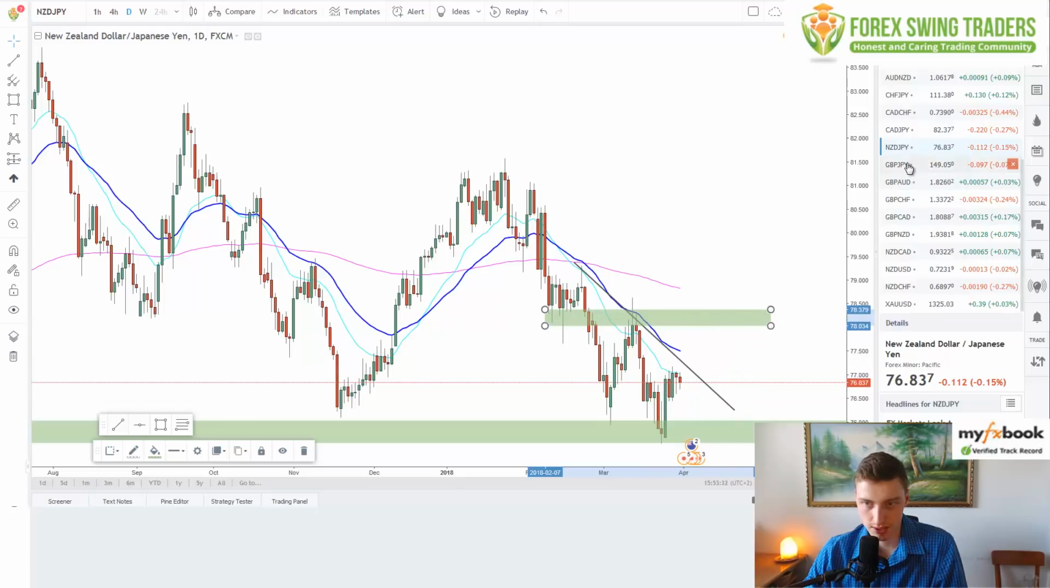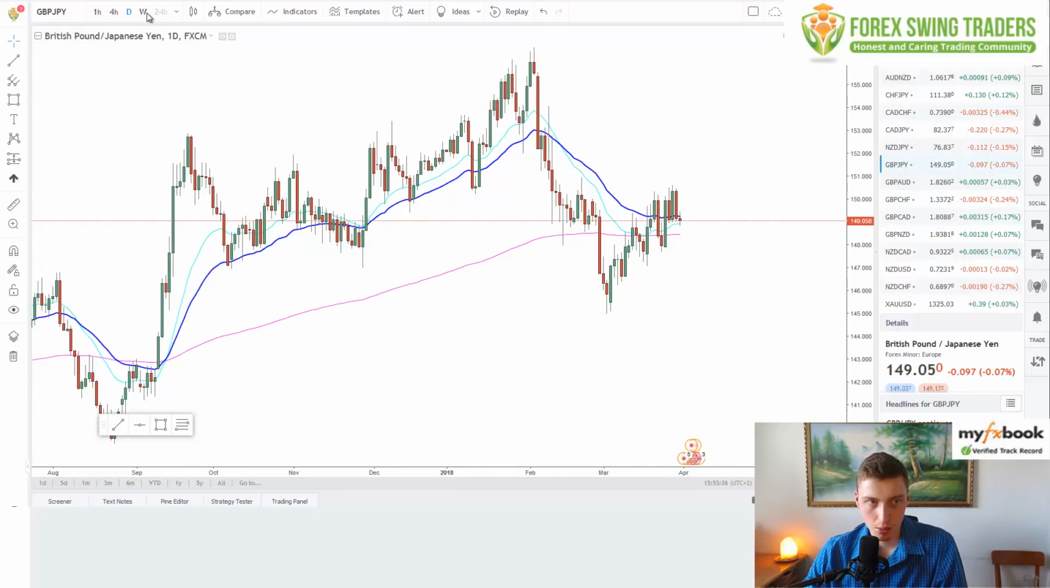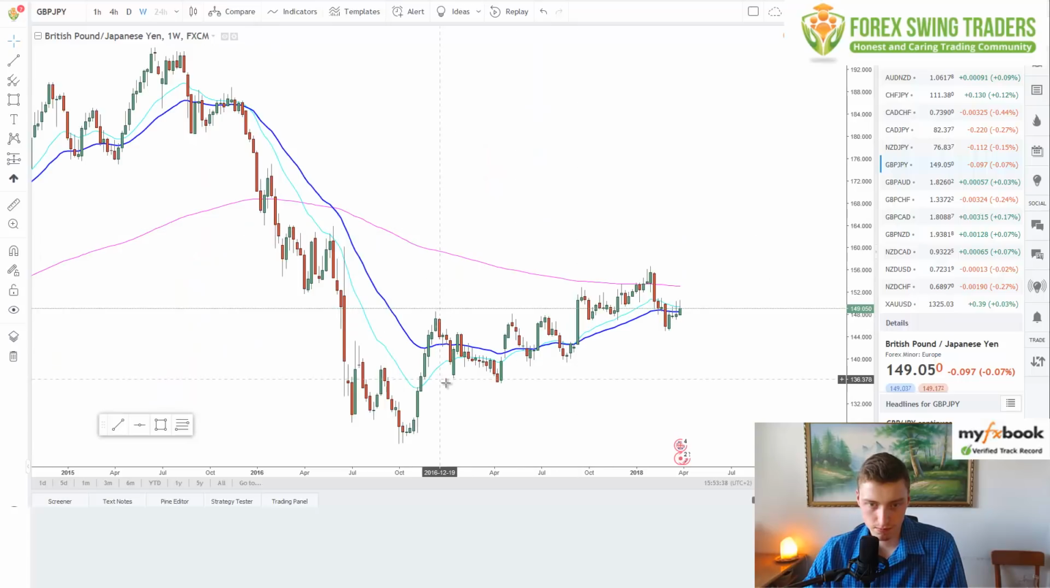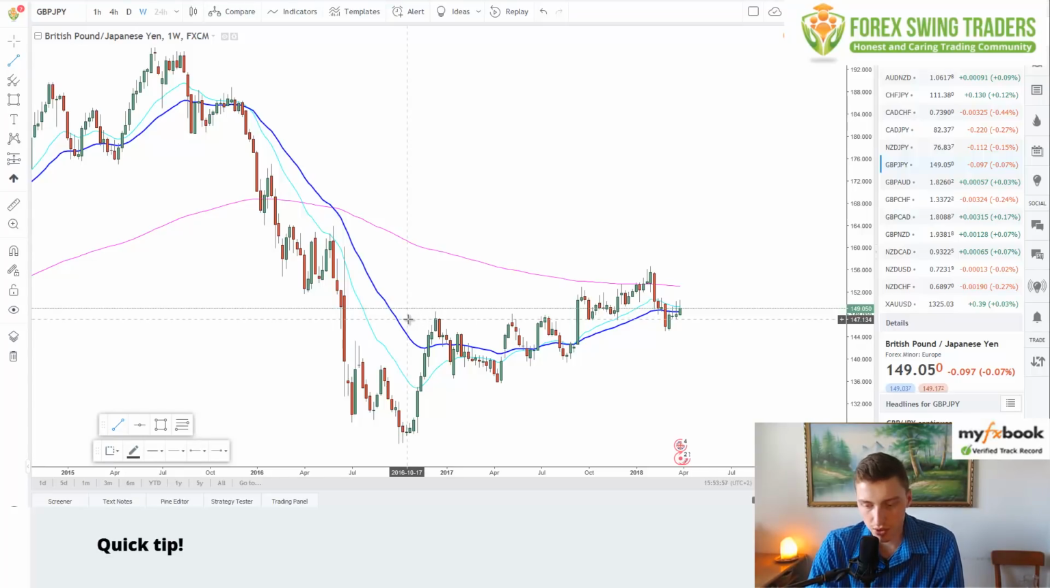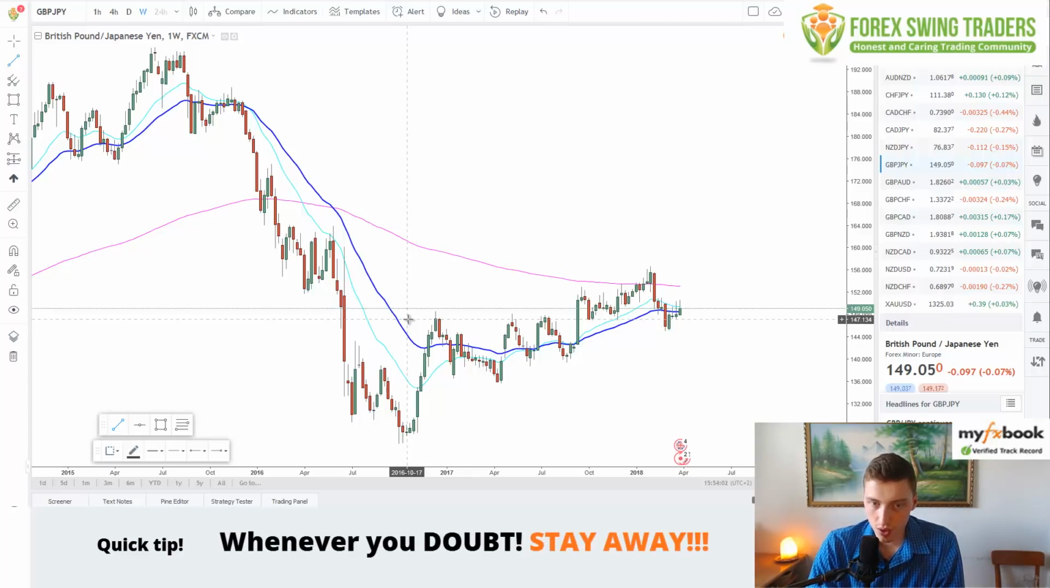Okay, so resistance. Pound Yen, a very conflicting situation. You can see here's the resistance, support, but this is an impulse leg, so we don't know whether this is an impulse leg retracement or an impulse leg. It's a doubtful situation. So whenever you doubt, okay, this is probably the best tip of this video. Whenever you doubt what's going on in the market, stay away. If you're able to follow this rule, you will become break-even in the next 3 to 6 months. I guarantee you, right?